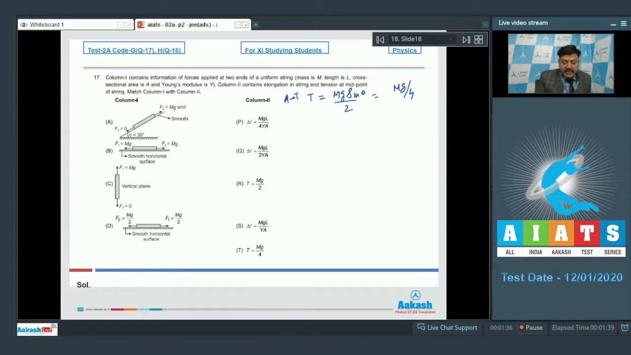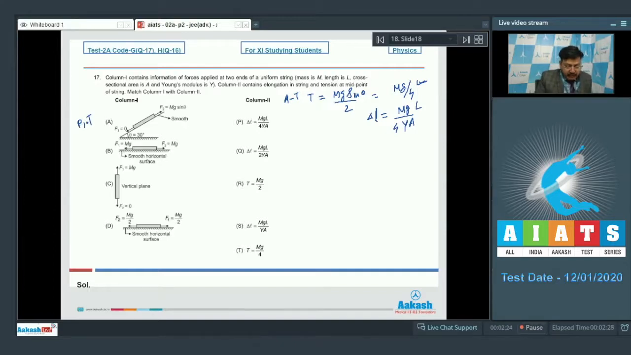We of course need to find delta L, and in fact this will also be the average tension using which we can find the elongation. So the expression for elongation in this case will be delta L is equal to average tension, which is mg by 4, and of course the length, which is L, and then divided by YA. Now if I look at the options, this is matching with P. So that means for A, both P and T will match. Okay. So for A, P and T both are matching.